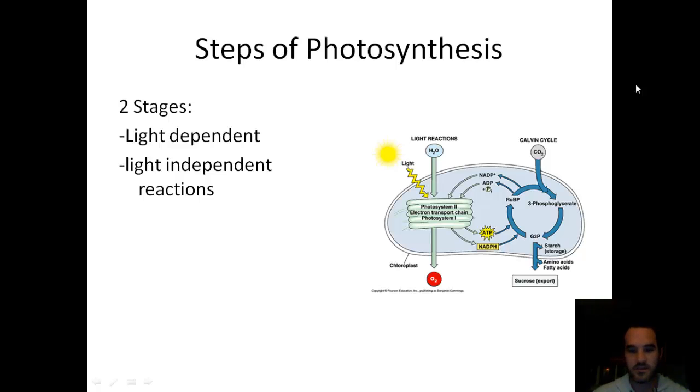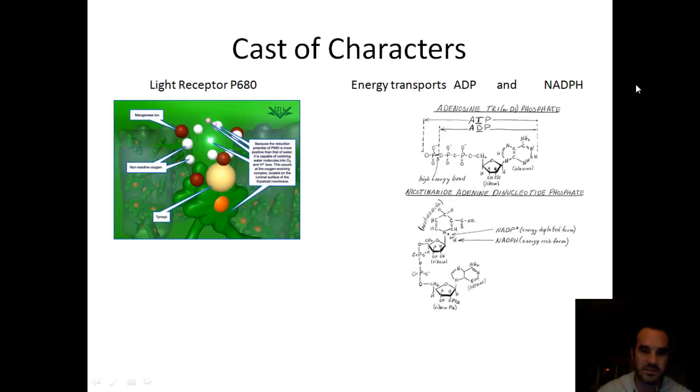So that was kind of a detailed overview, but this is the basic part. We have those two stages. So let's get into them in more detail. Oh, I guess before we do that, we'll look at some of the cast of characters. So I just thought of the most interesting parts about photosynthesis. Number one is, how can a green leaf take this wavelength from the sun and use it?